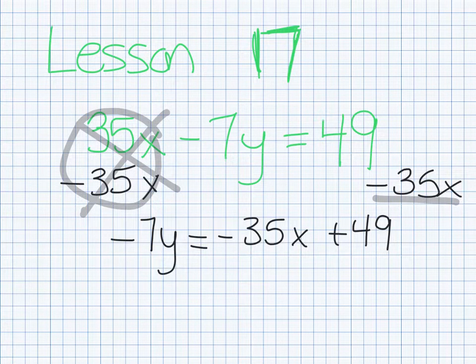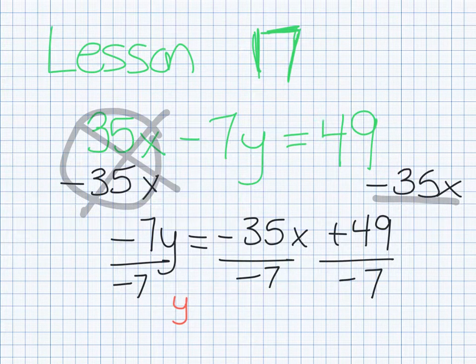So these cancel out. Now my final step is to divide by this coefficient. So I'm going to divide every part of the equation by negative 7. In doing that, I'm maintaining equality. I have to do the same thing to everything when I multiply or divide. So my final equation, y equals 5x minus 7. This equation here in red is way easier to graph, and I'm ready to go.